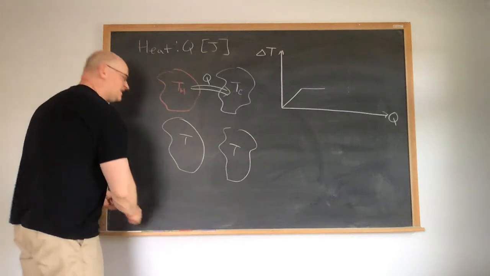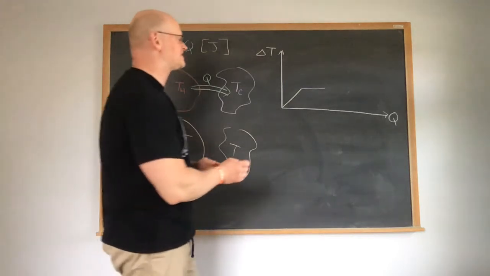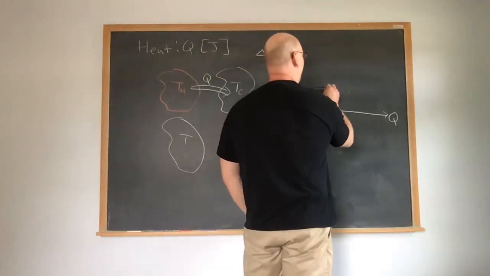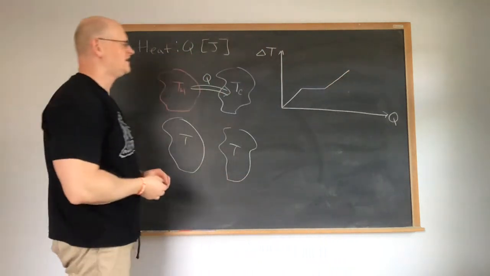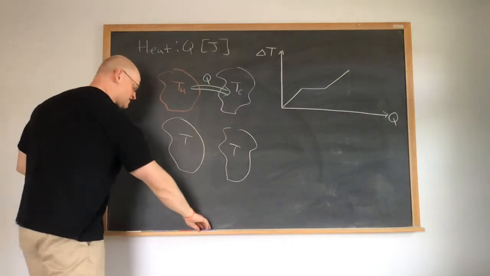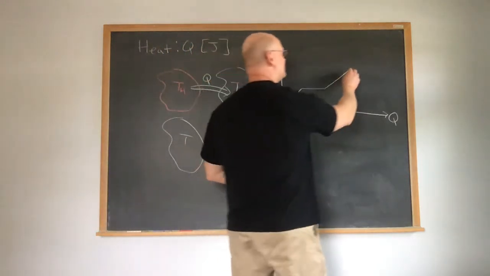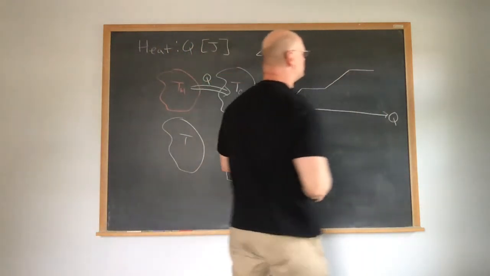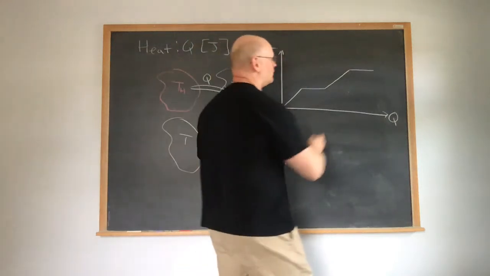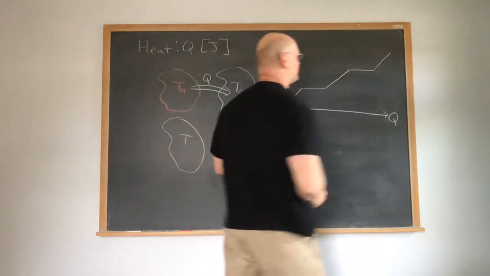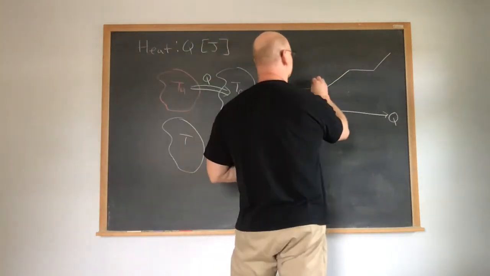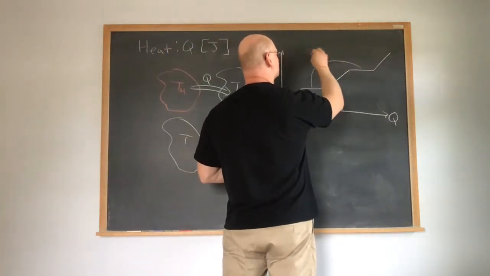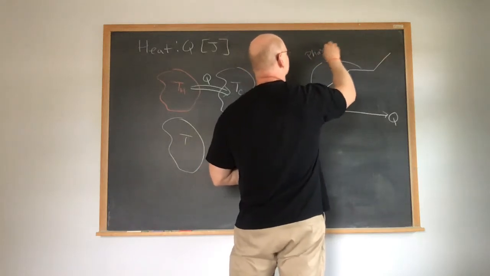Eventually this will cease, and then I'll go to a linear relationship again between the heat and the change in temperature, till eventually this is also going to stop, where again I'm going to plateau, and then eventually this will go back into a linear relationship. So these portions where it is no longer increasing temperature, this is what's known as a phase change.